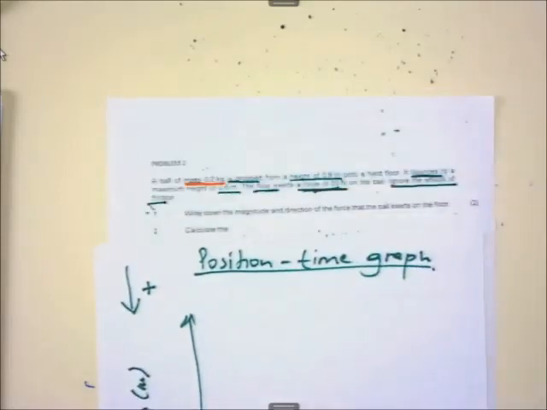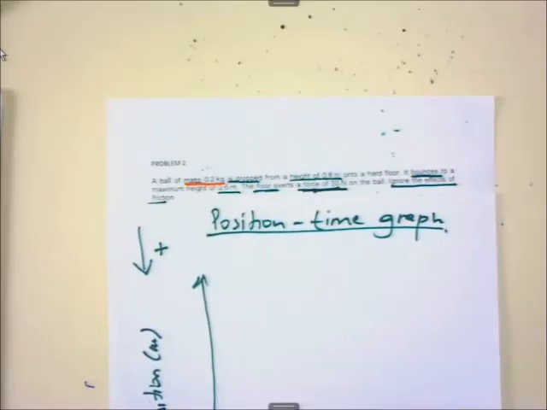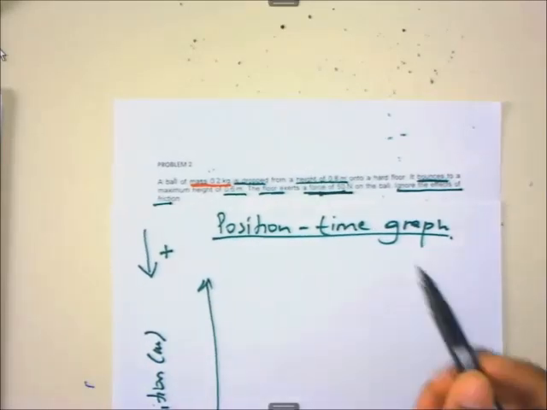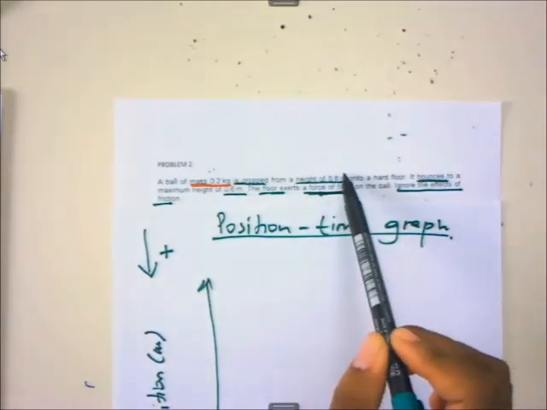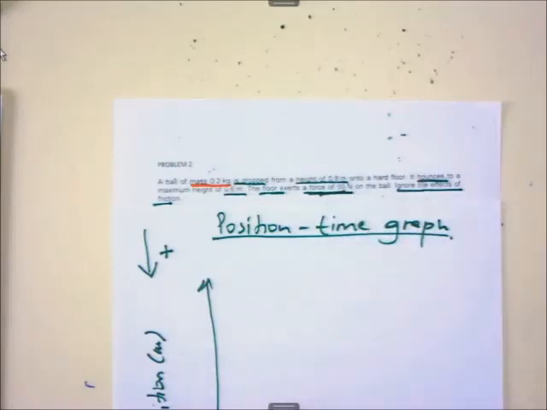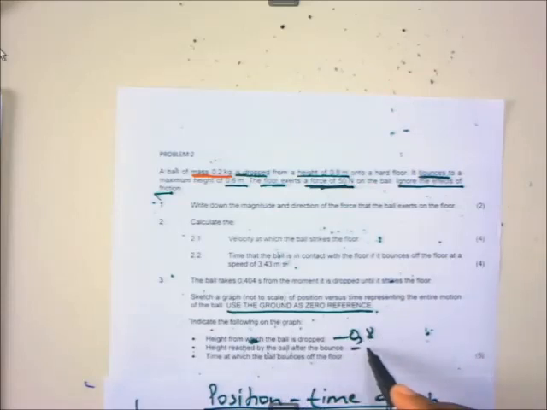And in this case, we were given two heights. We were given the height 0.8 meters when the ball was dropped, and also after it bounces, the maximum height was 0.6 meters. And in the question, you were asked to indicate the height from which the ball is dropped, which is 0.8, and also the height reached by the ball after the bounce, which is 0.6, and also the time. So we have 2 times.